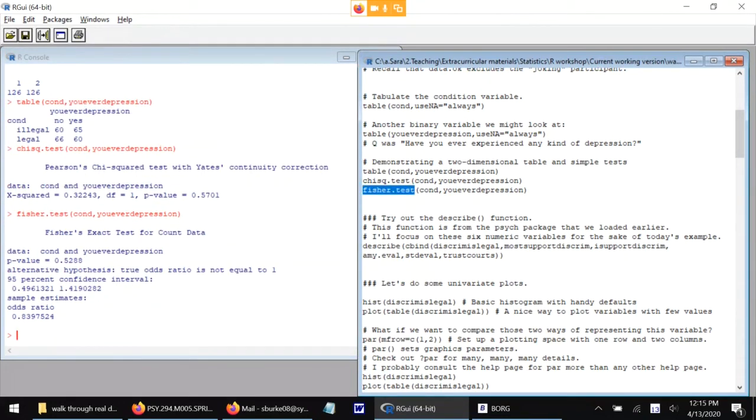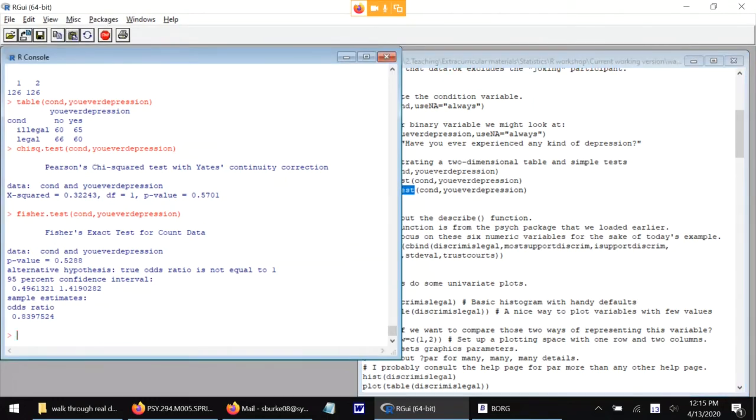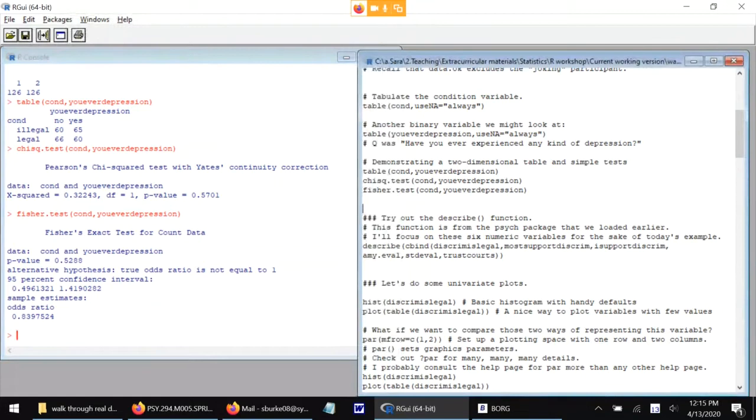I can also do this Fisher test. This is Fisher's exact test on the same variables. It tests the same null hypothesis as the chi-squared test, but it's an exact version of the test rather than an approximation of it. But it does not provide strong evidence that the response to the question, have you ever had any kind of depression, varied depending on the experimental condition.